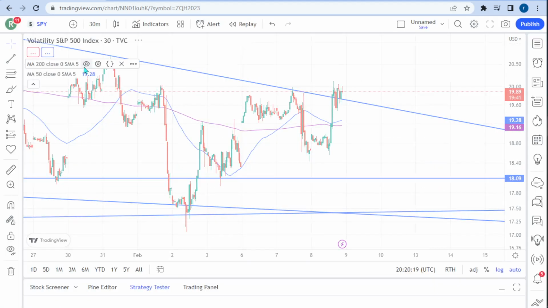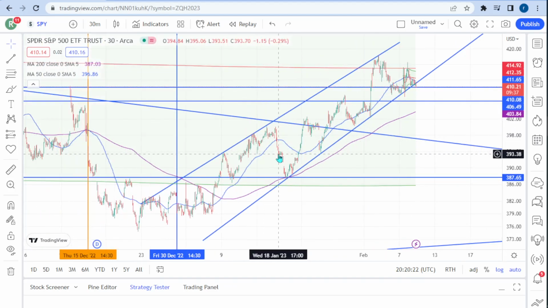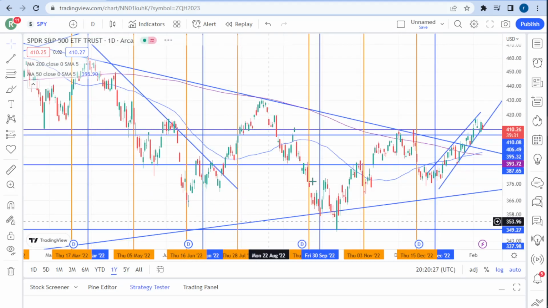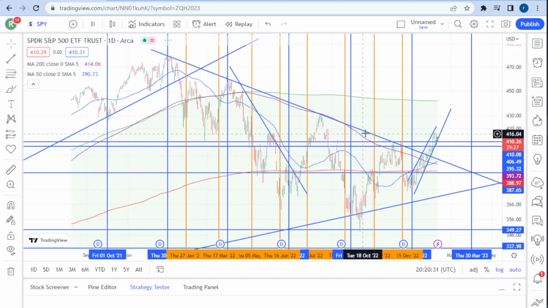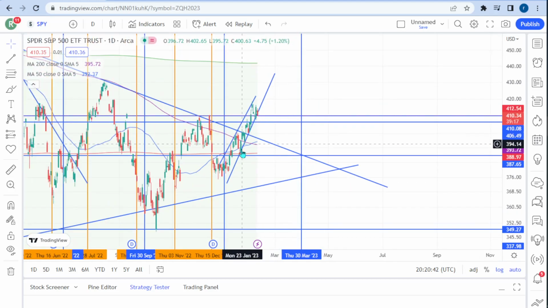Now my SPY chart is very messy. It's pretty darn messy. But you can basically see what I'm looking at right here. These blue lines are basically representing quarters. These yellow lines are representing the Fed meetings. So if we're looking right now, we're in this channel.